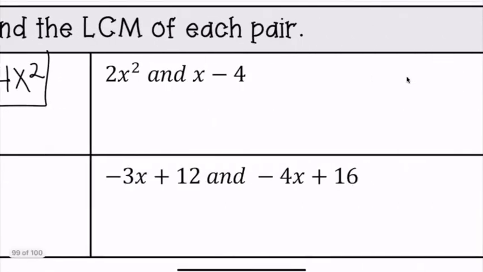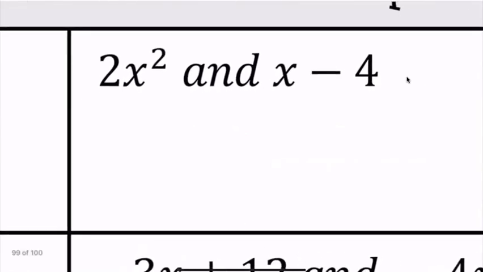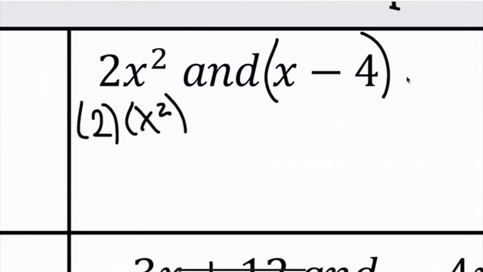Let's try the next one. This one is a little bit different because we have a monomial and a binomial, just because we have to remember that this is its own factor and it can't be split up like we did for this one. The reason we can't do that is because these are being multiplied and these are being subtracted.